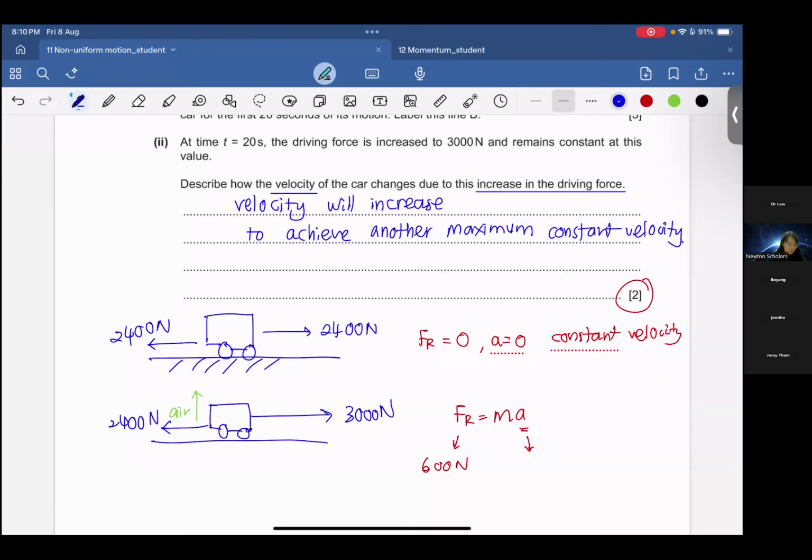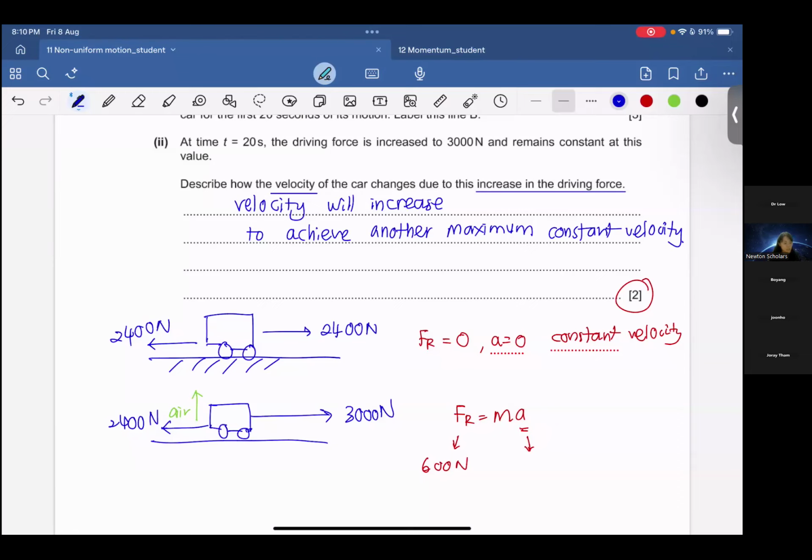Okay, the answer scheme also accepts if you say terminal velocity, that it will achieve another new terminal velocity. The one behind is for you to practice. If you're facing any problems, you can private message me and I will show you the working steps. The answers are already provided at the bottom part.